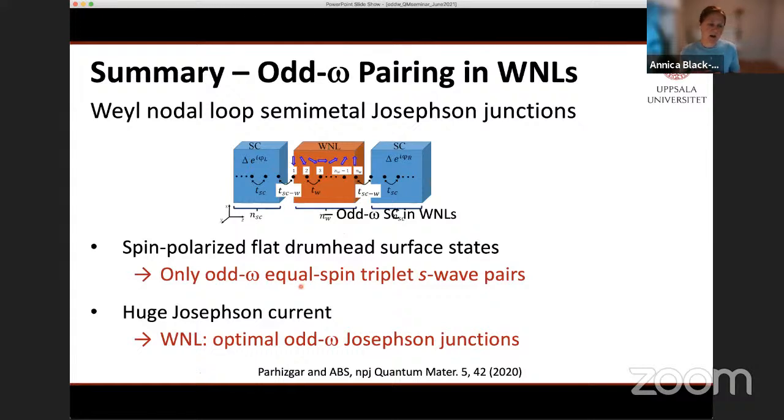So that's why we believe that these veil nodal loop materials are really optimal odd frequency Josephson junctions, because they have really an excellent way of coupling: there's a lot of states here that can couple to the superconductor, and they have the type of spin structure that makes only odd frequency states survive. So I think it becomes a version of the traditional SF junction, but that's much better. It generates a lot more odd frequency. Well, it generates a lot more current, and it's all driven by odd frequency states.